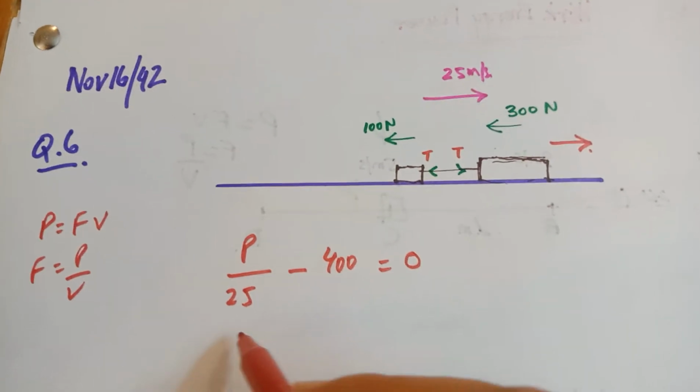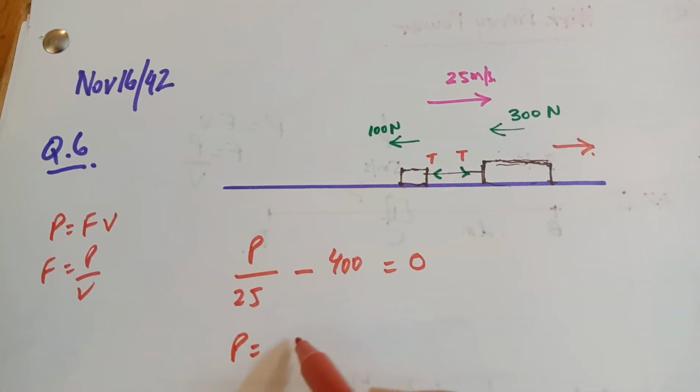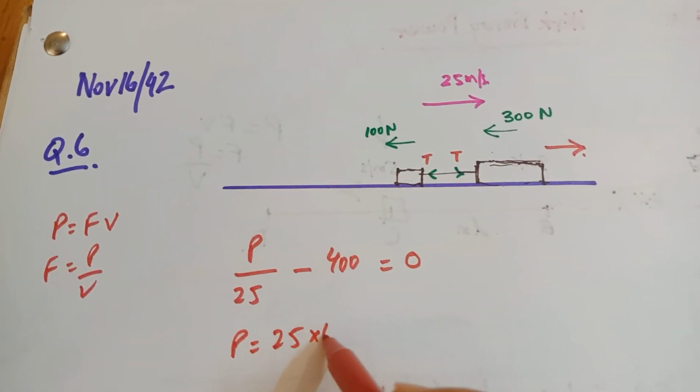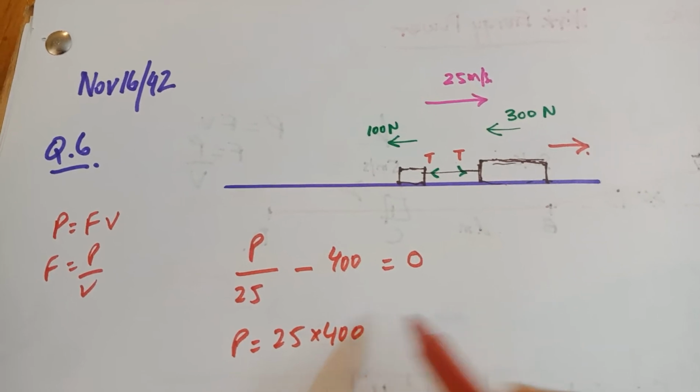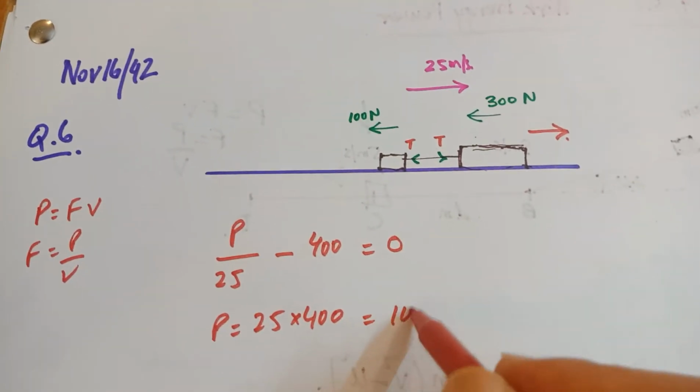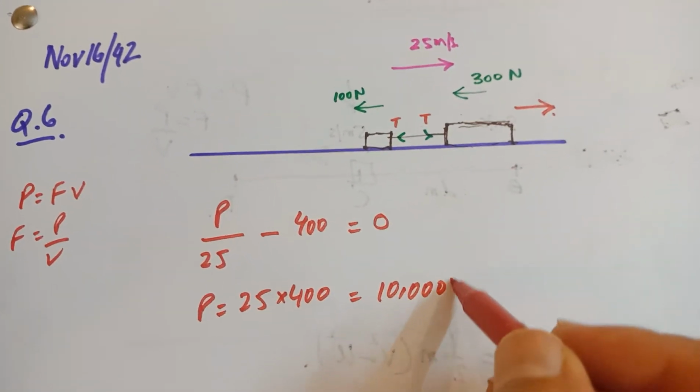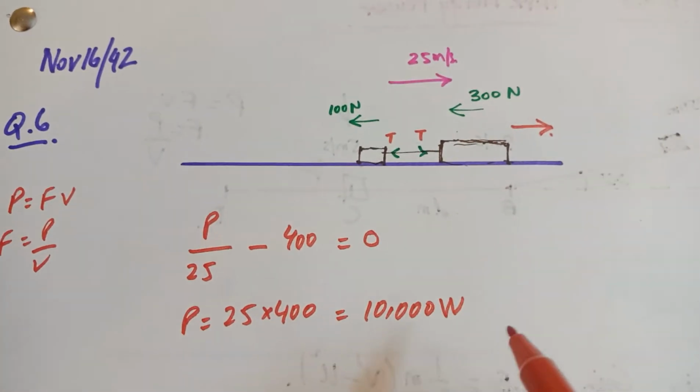So this gives me the power of the engine, that is going to be 25 times 400. So that is 10,000 watts. That is the power provided by the engine.